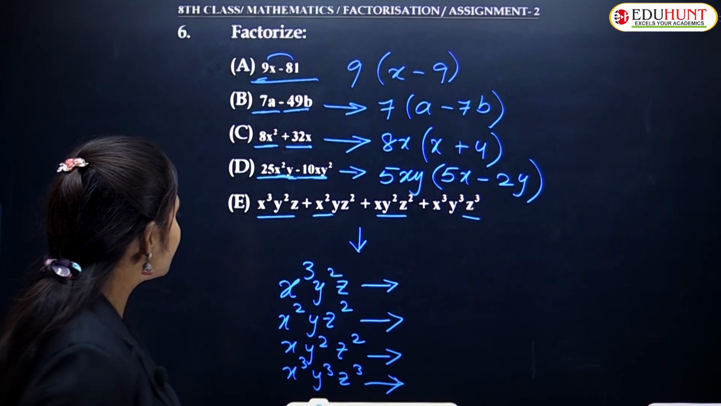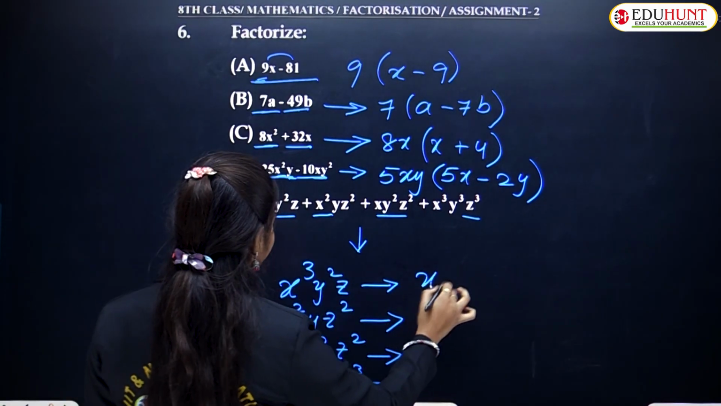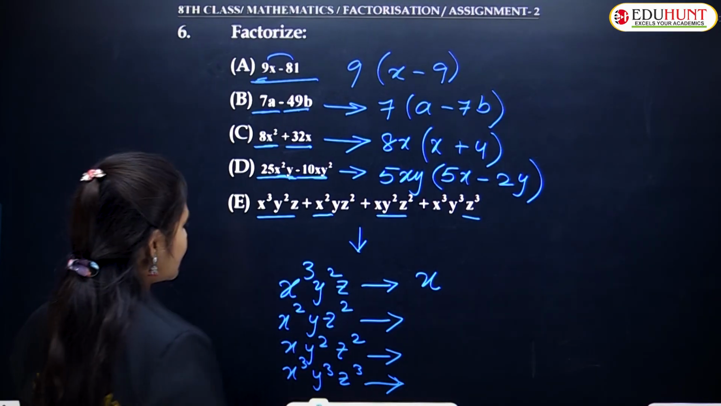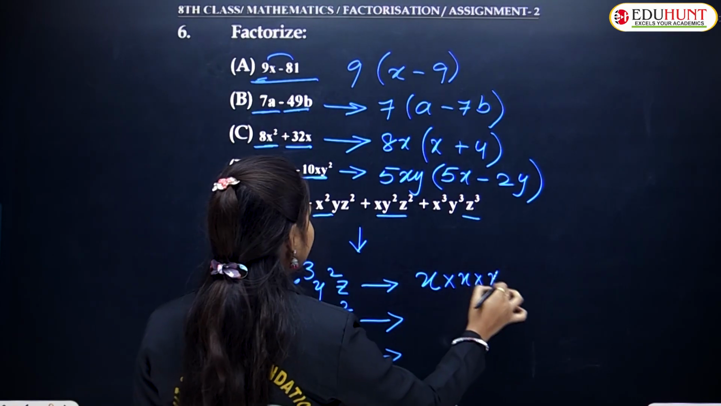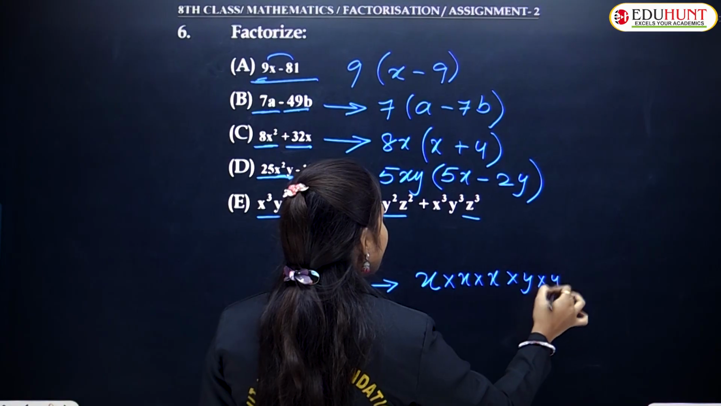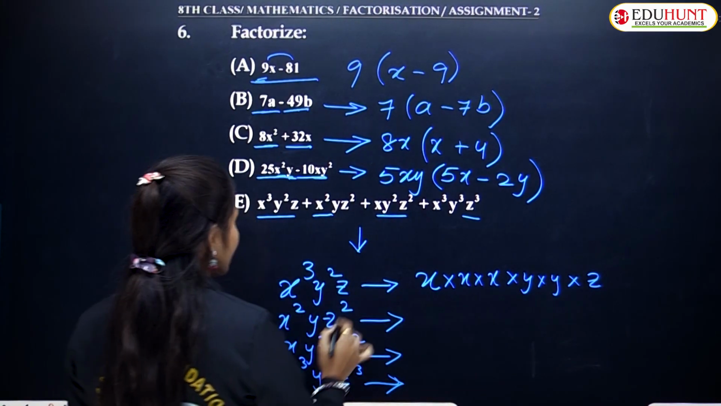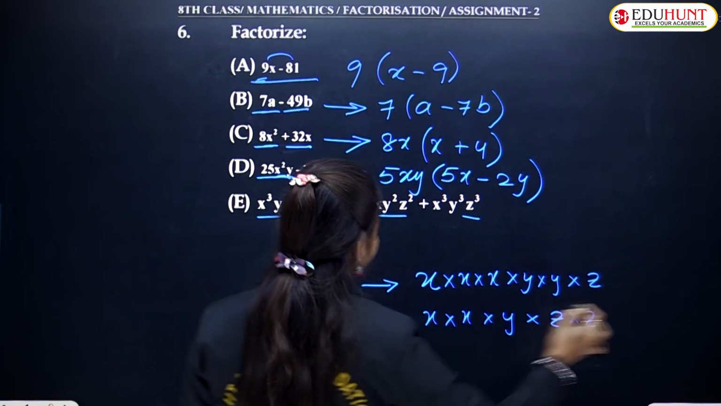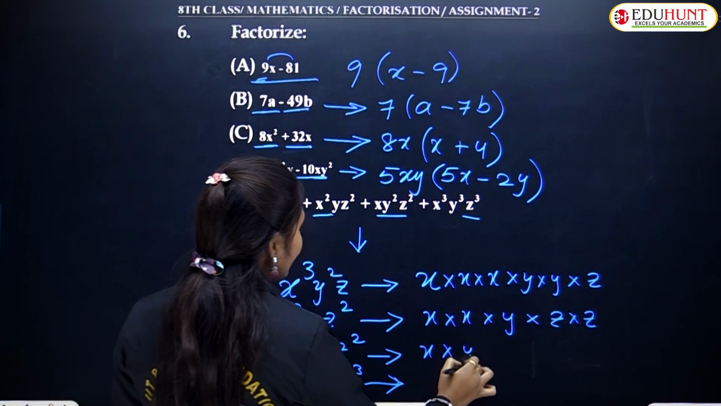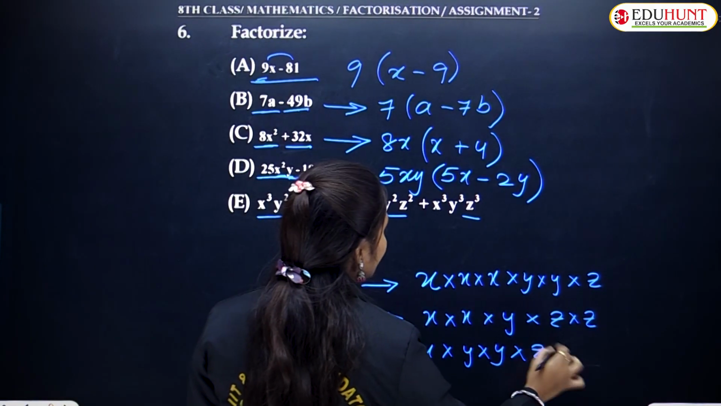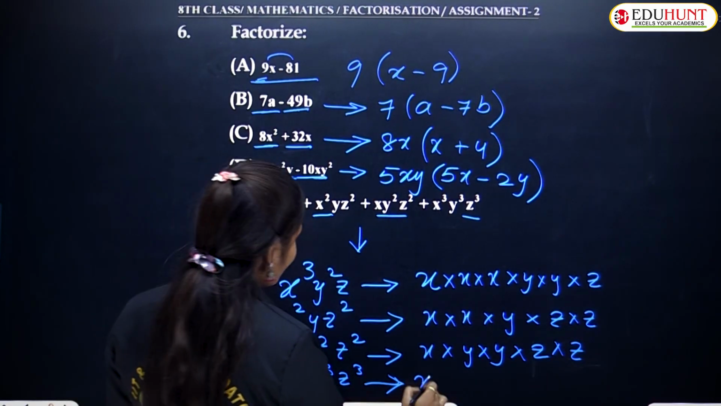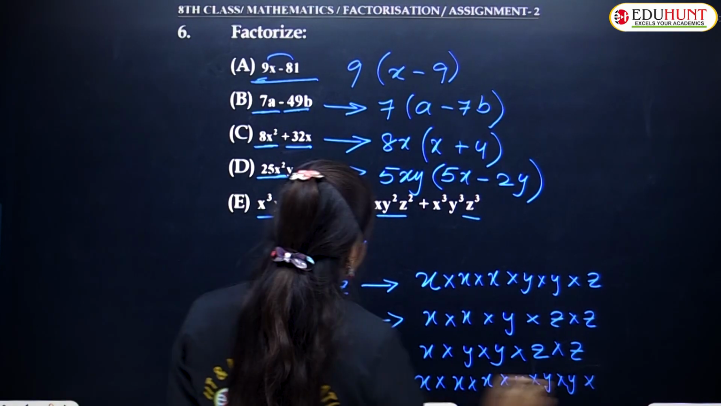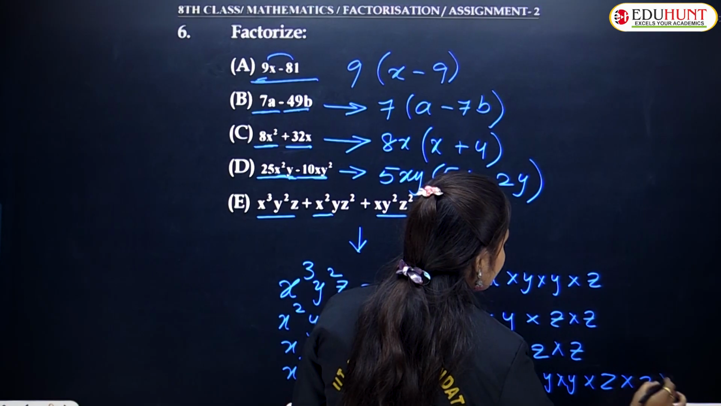So first, which one is in common? Here x cube is there, here x square is there, here x, and here x cube is there. If you want to write the factorization, then x cube means x multiplied 3 times, y 2 times, and z 1 time. Next x square z square: x 2 times, y 1 time only, and z 2 times. Come to this one: x into y 2 times, so y into y, z 2 times, z into z. Next x cube, x into x into x, y cube, y into y into y, and z cube, z into z into z.